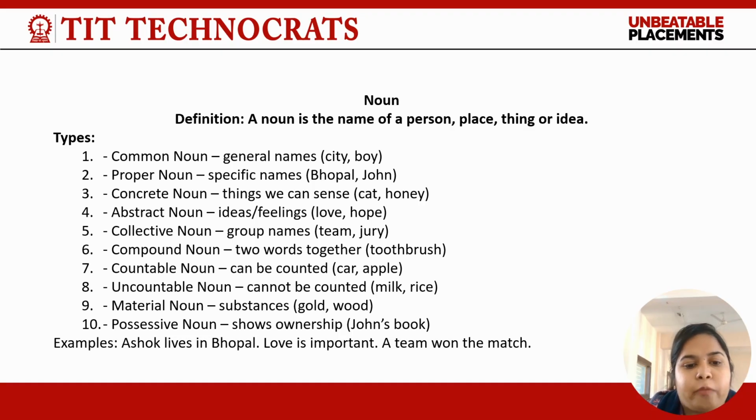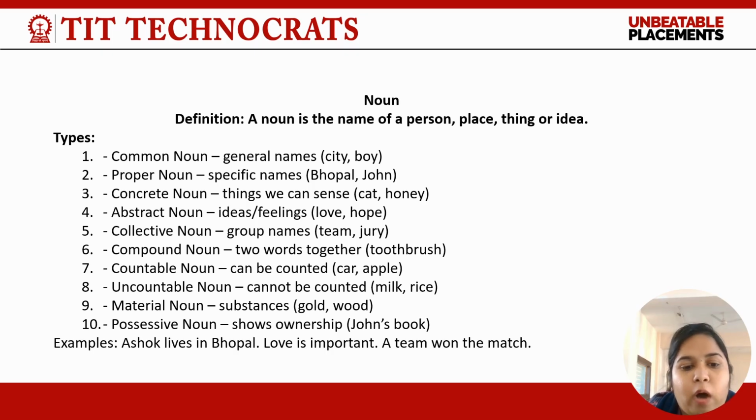The next type of noun, the eighth one, is uncountable noun, which cannot be counted. For example, milk. Now you will say the milk can be counted in liters. No, we can't exactly count how much the quantity comes in 1 liter, right? Similarly, we can't count rice, we can't count air, we can't count sand.